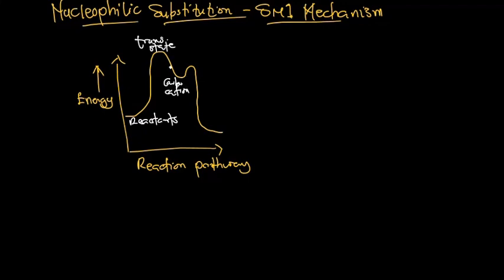So the carbocation, that is the first part of the reaction. And the second part of the reaction is the carbocation reacting with the nucleophile to give us the product. So this is the second transition state. So we have the second transition state, and then finally we have the product, which is going to be of a lower energy compared to the reactants. So basically, this is the reaction pathway in SN1 mechanism, which is quite different from what we have in the SN2 mechanism.